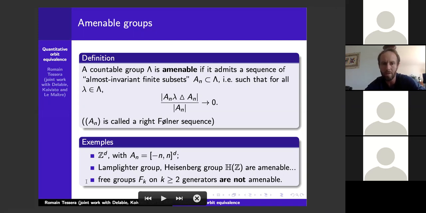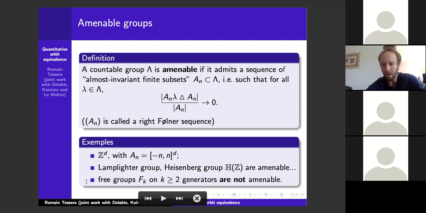So here we go. So you have the following definition. A countable group is amenable if it has a sequence of almost invariant finite subsets, namely a sequence of finite subsets A_n, such that for every lambda in Lambda, the renormalized size of the symmetric difference of A_n with A_n translated by lambda tends to 0. Okay, and so this is called actually a Følner sequence, and here right because we translate from the right. And a Følner sequence because it comes from Følner, who introduced this equivalent definition of amenability, because there are many, many different definitions of amenability, which are all equivalent.